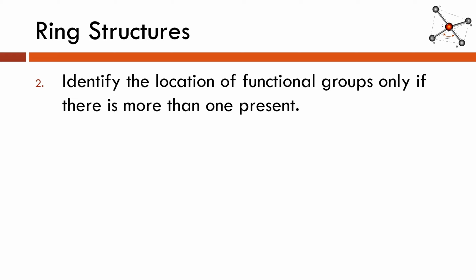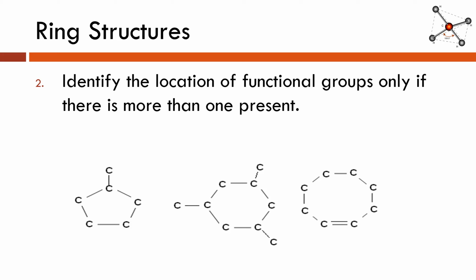Sometimes on your ring structures, you have functional groups present. You only need to explain where the functional group is if there is more than one of them on the molecule. So let's take a look at our first problem. We've got cyclopentane. We just named that.